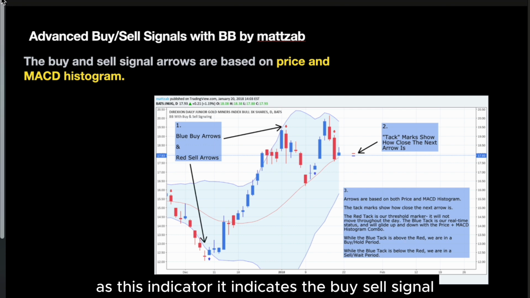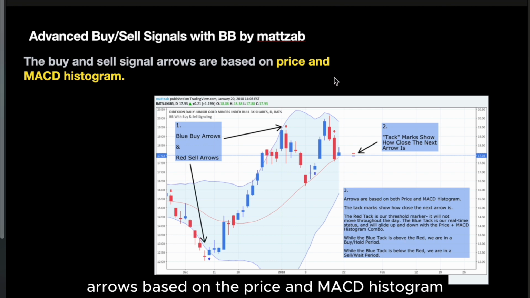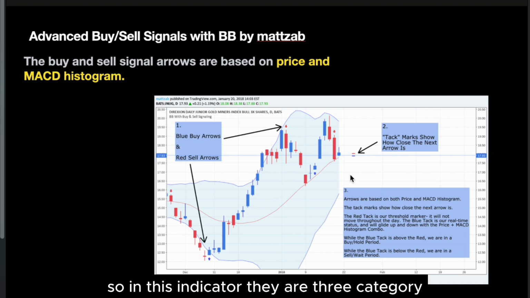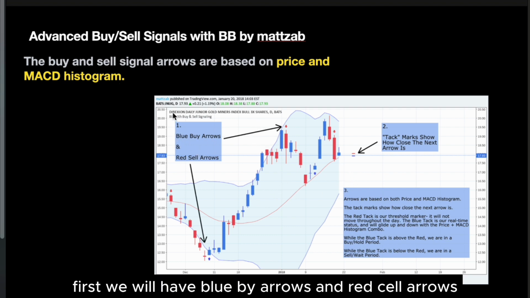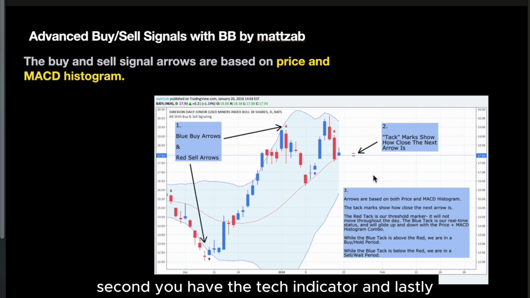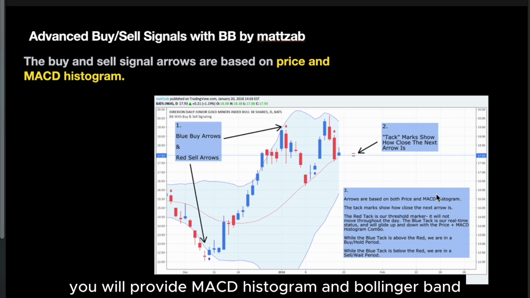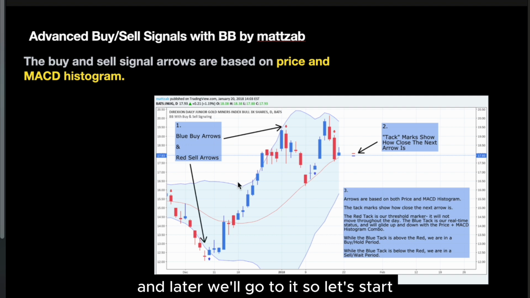This indicator shows buy-sell signal arrows based on the price and MACD histogram. In this indicator, there are 3 categories. First, we have blue buy arrows and red sell arrows. Second, we have the tag indicator. And lastly, it provides a MACD histogram and Bollinger Band. Later, we'll go through it. So let's start.